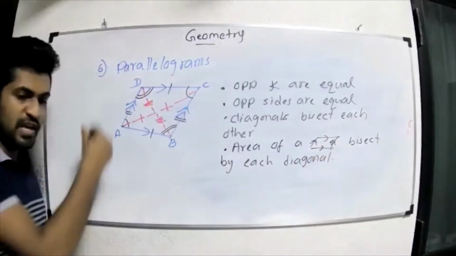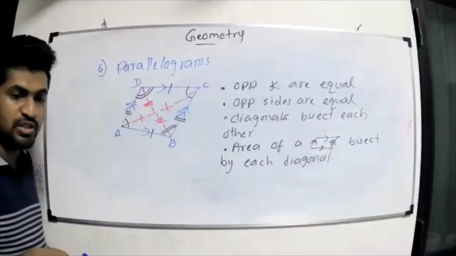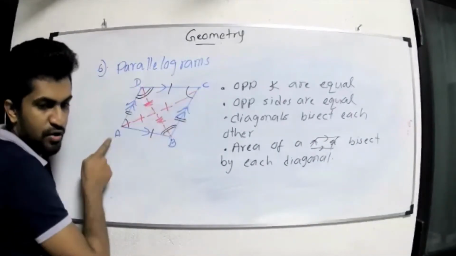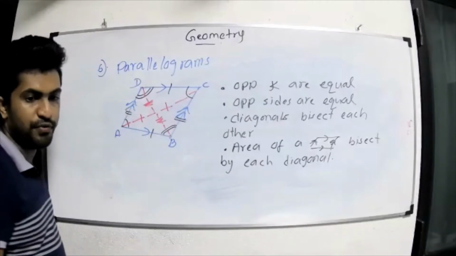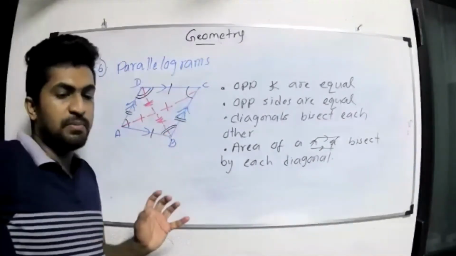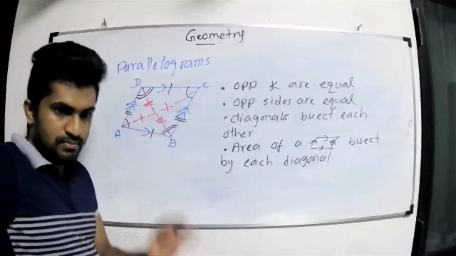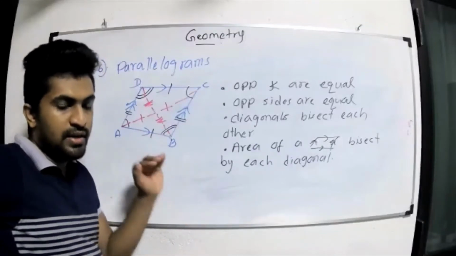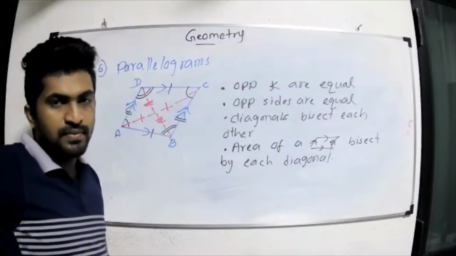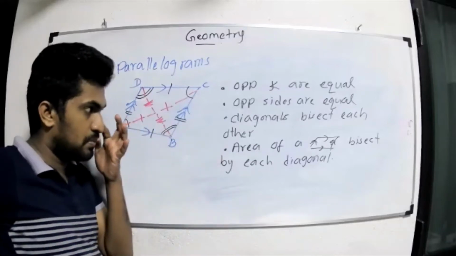That means if the area of this parallelogram is 24, then I can say the area of triangle ABC is 12, half of it. The area of a parallelogram is bisected by each diagonal. By a diagonal, the area of the parallelogram is separated into two equal halves. That is the last theorem.